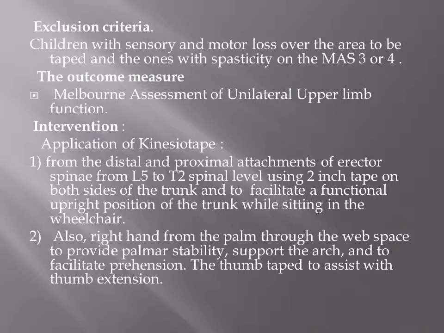The intervention basically consisted of application of the kinesiotape at two areas, from the distal and proximal attachments of the erector spinae from L5 to T2 spinal level using 2-inch tape on both sides of the trunk. This was basically to facilitate a functional upright position of the trunk while sitting in the wheelchair. This was not going to be the main assessment that was to be done. But later, the other area that was to be taped was the right hand from the palm through the web space. This was mainly to provide palmar stability, support the arch, and to facilitate prehension. The thumb tape was to assist with thumb extension.